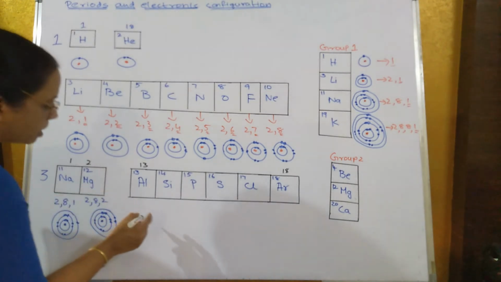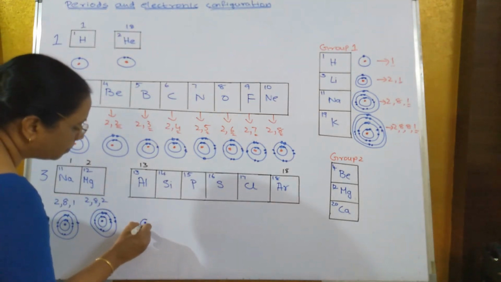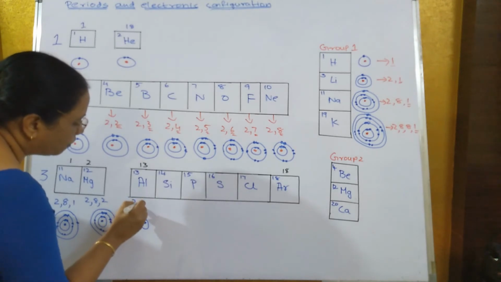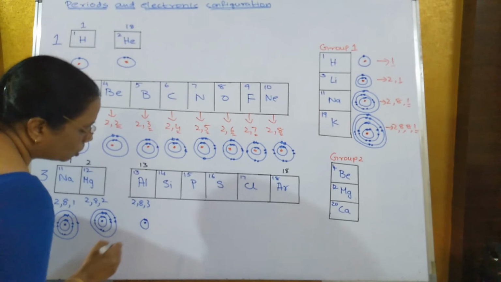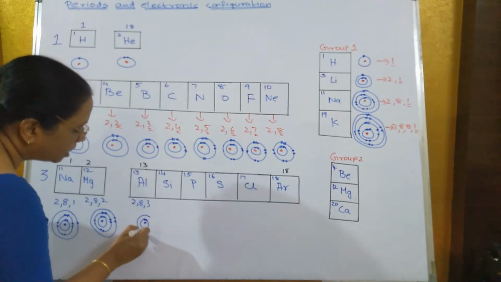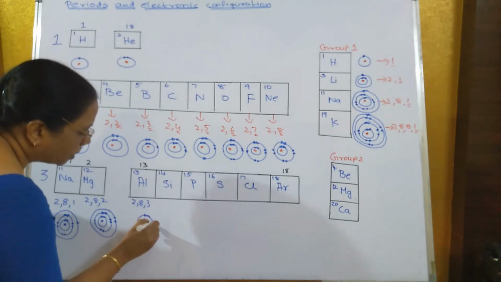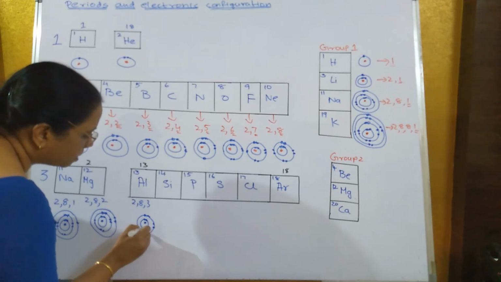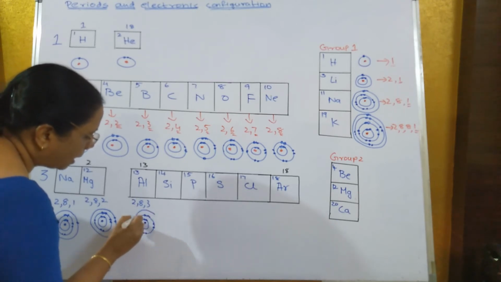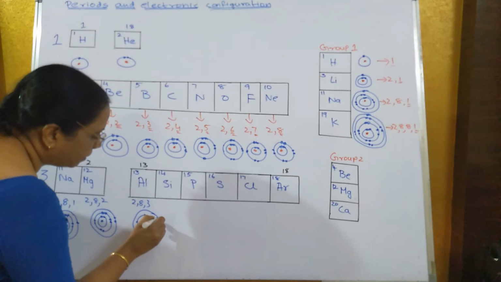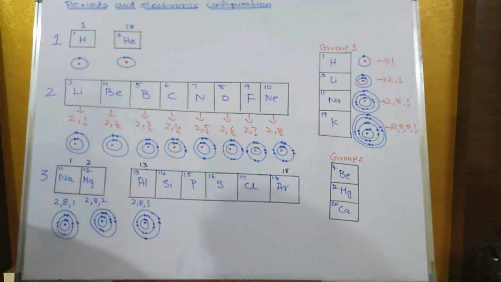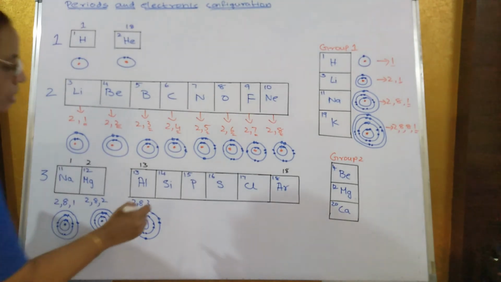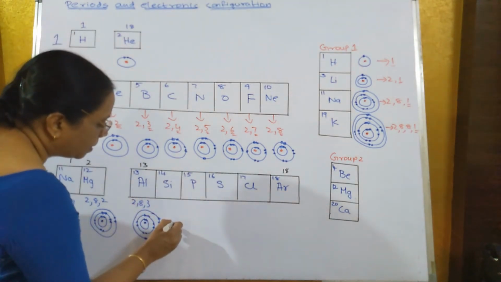If you see aluminum also, what is the electronic configuration? 2, 8, 3. So number of electron in the first shell is 2. Next one is 8. And in the last shell it is having 3 electron, 1, 2 and 3 electron. So how many shells it is having? Only 3 shells. Now silicon also same way.